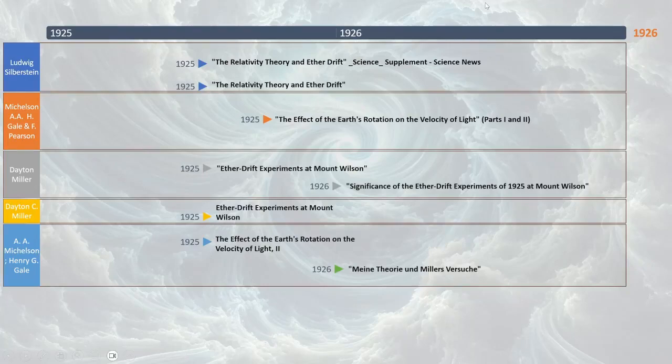We have Ludwig Silberstein coming in again with, in 1925, the relativity theory and ether drift. Michelson and Gale and Pearson again with the effect of Earth's rotation on the velocity of light, with some experiments, but again in 1925. And the significance of the ether drift experiments of 1925 at Mount Wilson. So Dayton Miller also did the experiment, and then the analysis as well in the same year he published. Dayton Miller again, ether drift experiments at Mount Wilson. Michelson, Henry Gale, the effect of Earth's rotation on the velocity of light, volume 2.